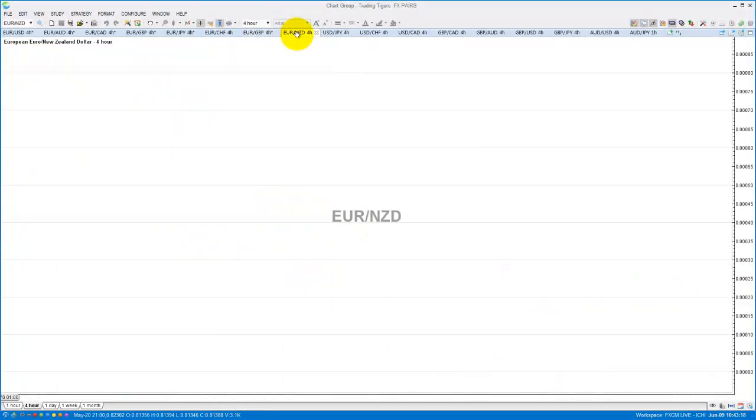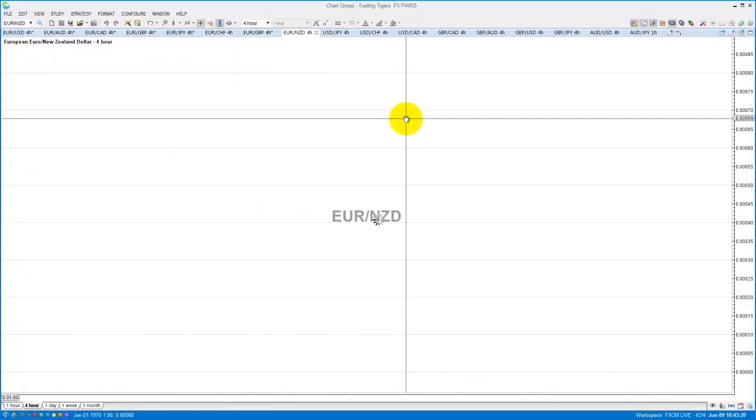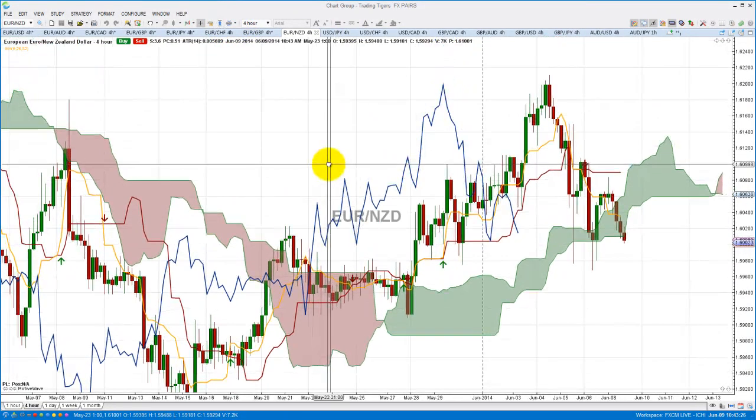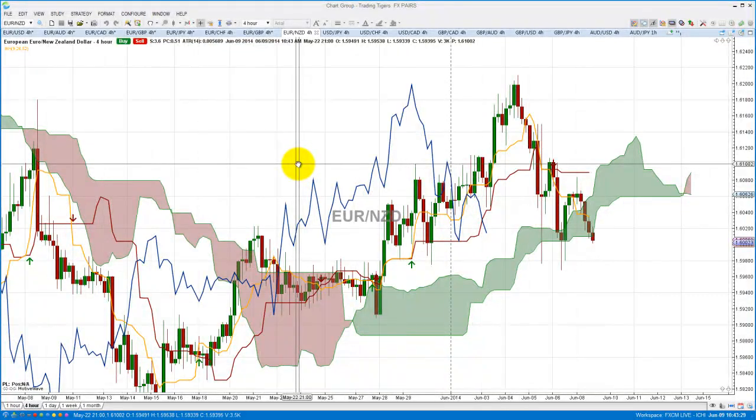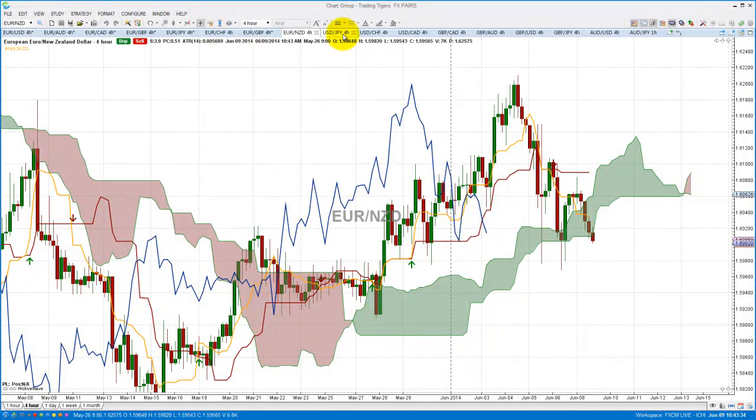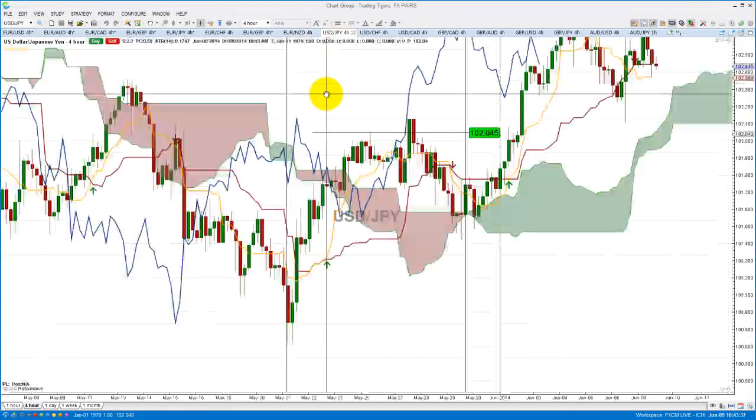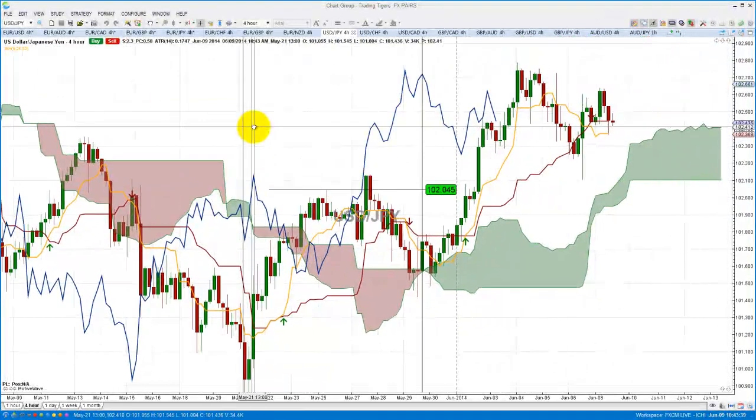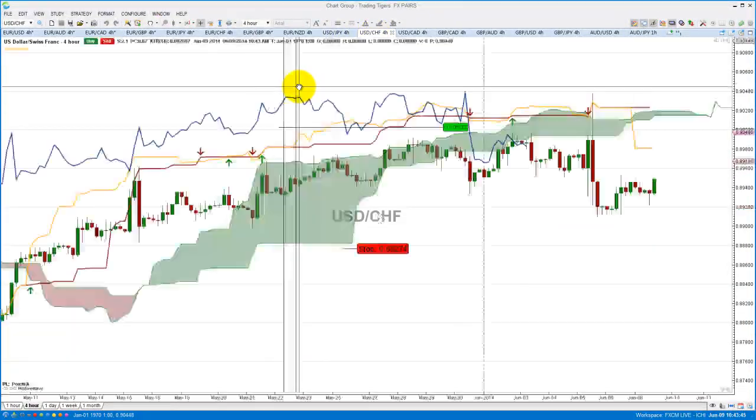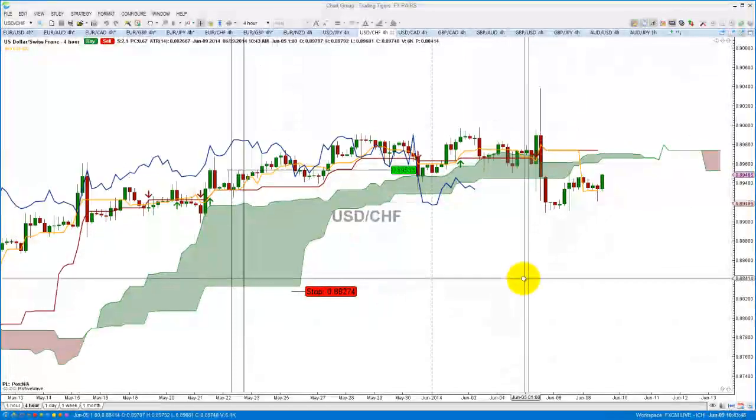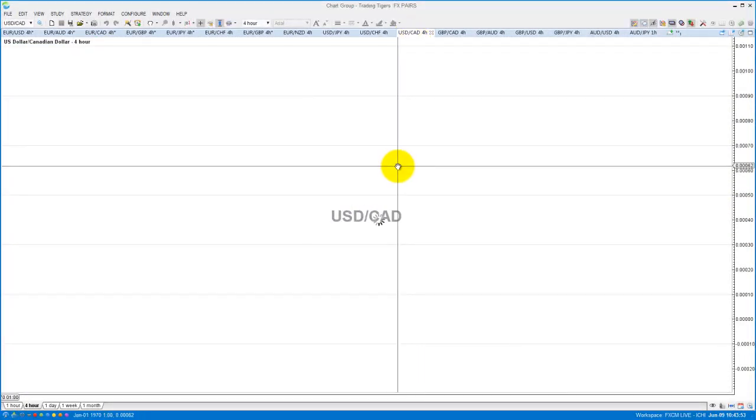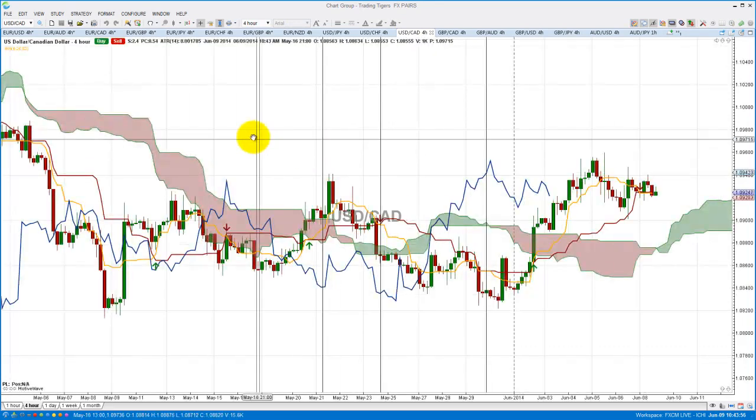Nope. Euro New Zealand. No. Move to the next chart. US Japanese yen. Can I see anything? No. Move to the next chart. US Swiss. Can I see anything interesting to take a trade for? No. That's how quick and easy it is, traders, to be able to make your decisions in these particular trades.